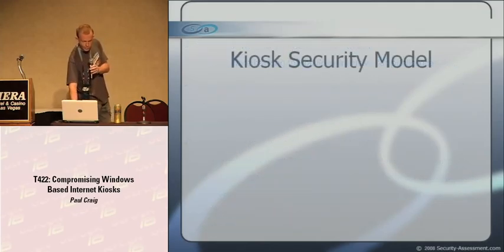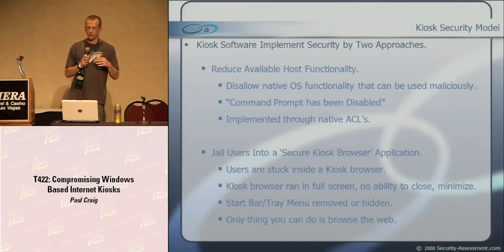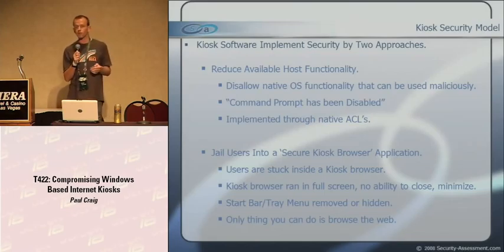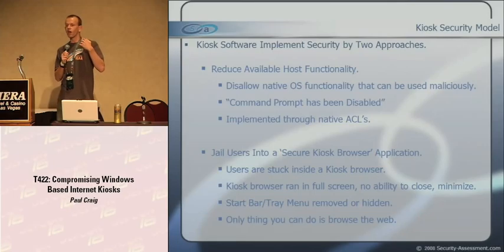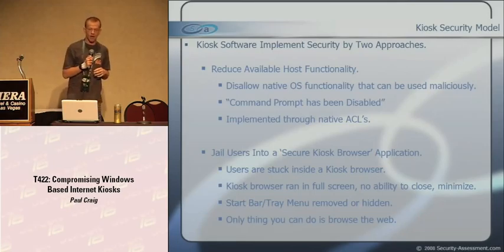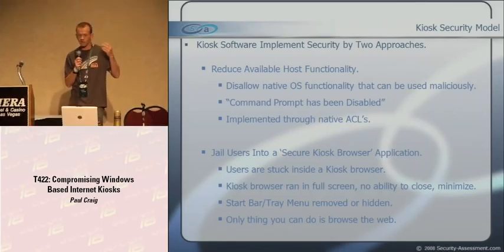Okay, so the kiosk security model. Now, kiosk software implements security by two distinct approaches. Firstly, they try and reduce available host functionality. So this is disallowing native OS functionality that can be used maliciously. An example of this would be disabling command prompt. You do this by setting a registry key for disable CMD. And if you try and run cmd.exe, it'll pop up and say command prompt has been disabled, so you can't run it. There are many other examples of this, disabling Task Manager, disabling regedit, things like that.